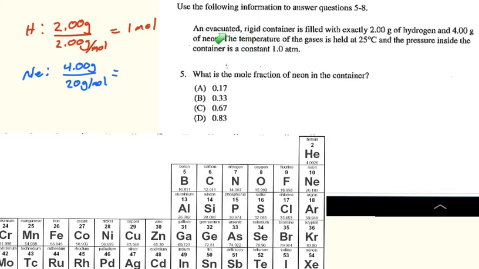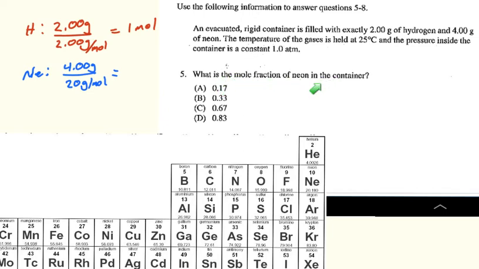An evacuated, that means there's no air in it originally. A rigid container, can't be changed its volume, is filled with exactly 2 grams of hydrogen, I'm assuming that's H2, and 4 grams of neon, and neon is not Ne2, it's not a diatomic gas. The temperature of the gases is held at 25 degrees and the pressure inside of the container is constant at 1 atmosphere. What is the mole fraction of neon in the container?